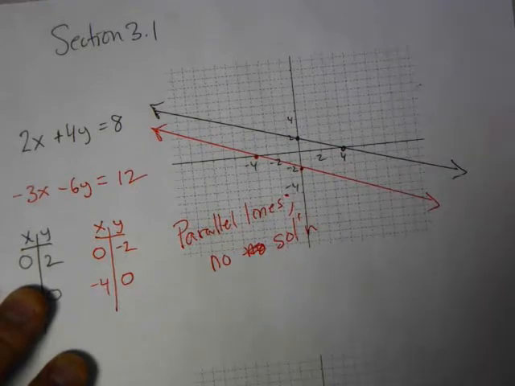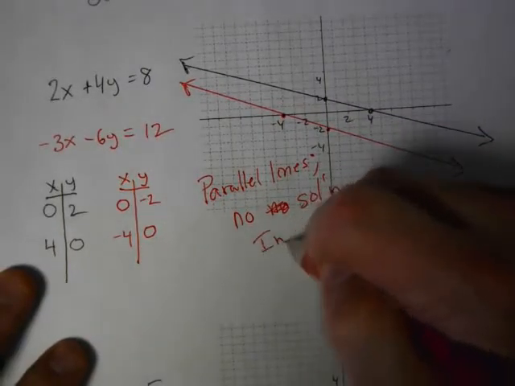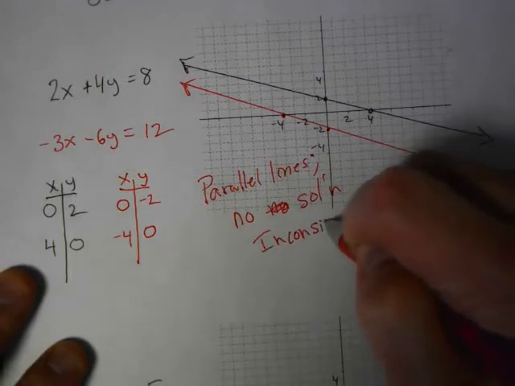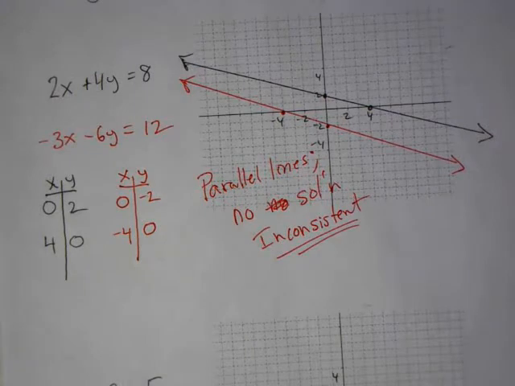Or the fancy math word you will see for no solution is inconsistent. Okay? So especially if you're doing your homework online, it will say solve or show the system is inconsistent. And by inconsistent, they mean parallel lines. They don't cross. Okay? And when it comes time to take a test, my directions will be solve the system or show that the system is inconsistent. And you'll need to know that inconsistent means no solution.